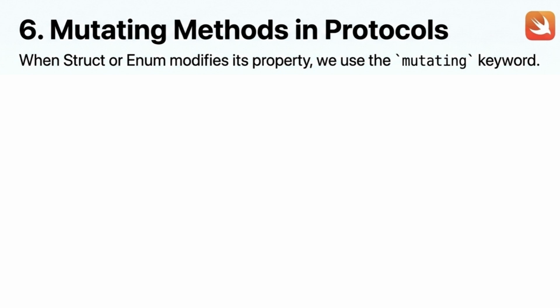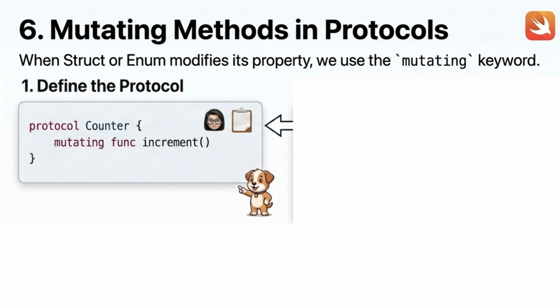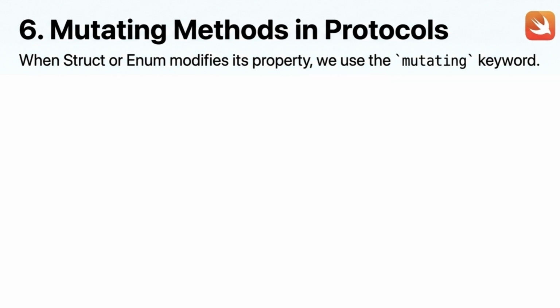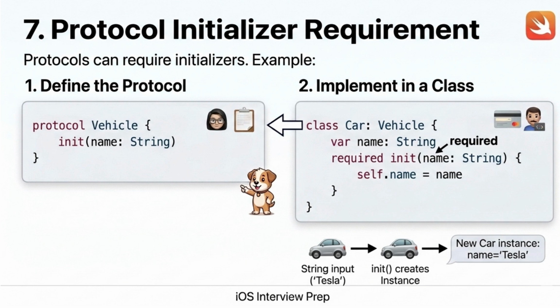And now we are checking mutating methods in protocol. For a struct to modify its property, we can use the mutating keyword before the function. So increment is a mutating function. Here you can check the struct StepCounter is conforming to the Counter protocol, and the mutating function increment is mutating the count. Now, protocol initializer requirement.